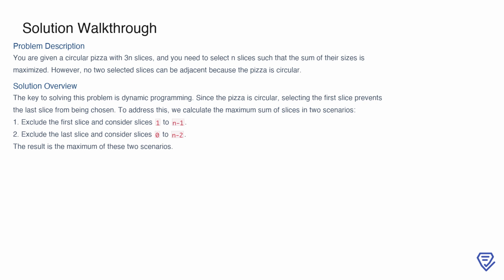To solve this, we use dynamic programming. The circular constraint is addressed by breaking the problem into two cases. In the first case, we exclude the first slice, allowing us to consider slices from the second to the last. In the second case, we exclude the last slice, so we consider slices from the first to the second to last. By calculating the maximum sum for each of these cases and taking the larger result, we effectively handle the circular constraint while ensuring no adjacent slices are chosen.